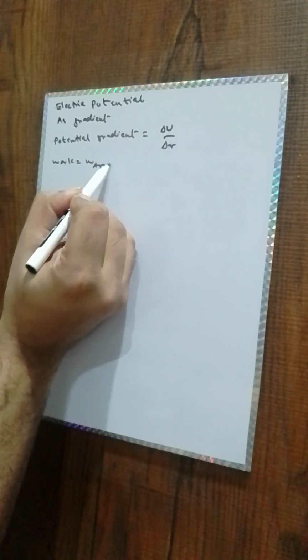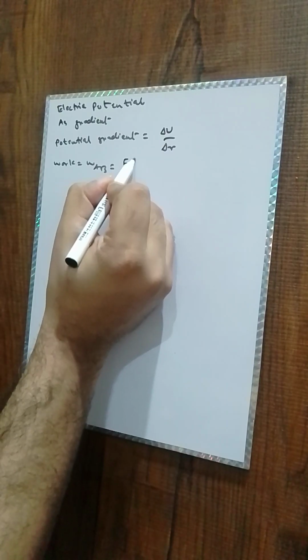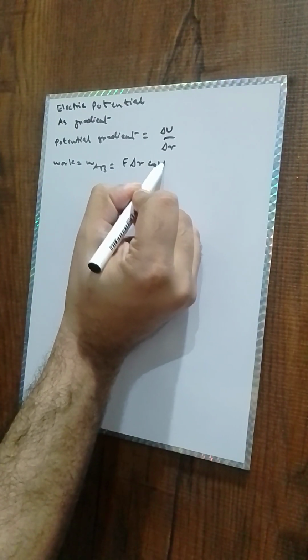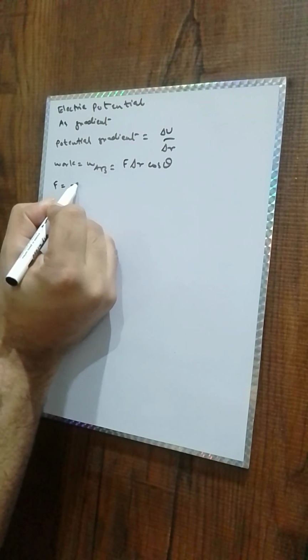And work done from A to B is equal to F delta R, force times distance. Okay, and basically F delta R cos theta. F we know is equal to minus EQ naught.